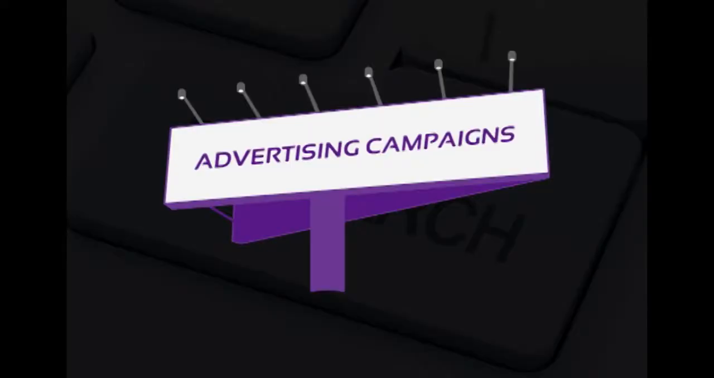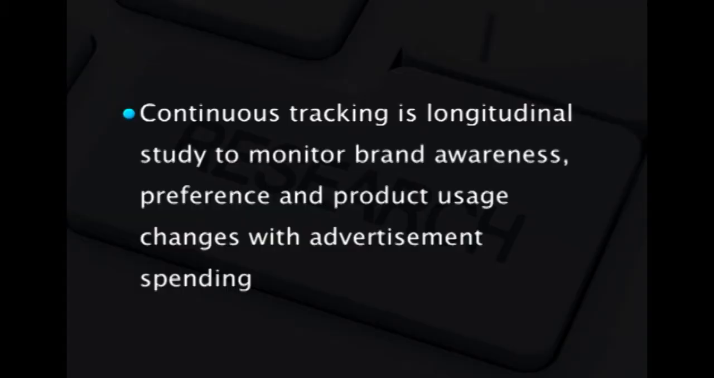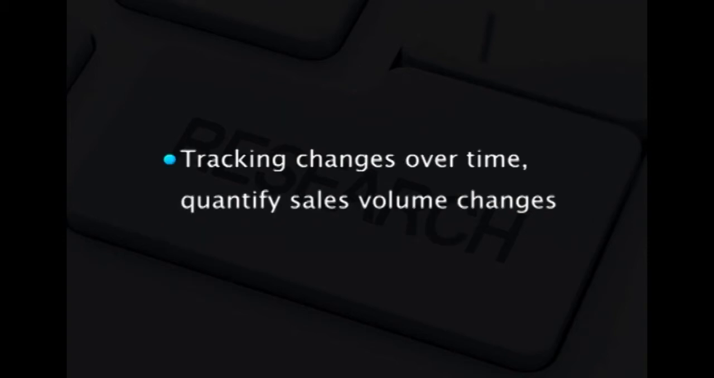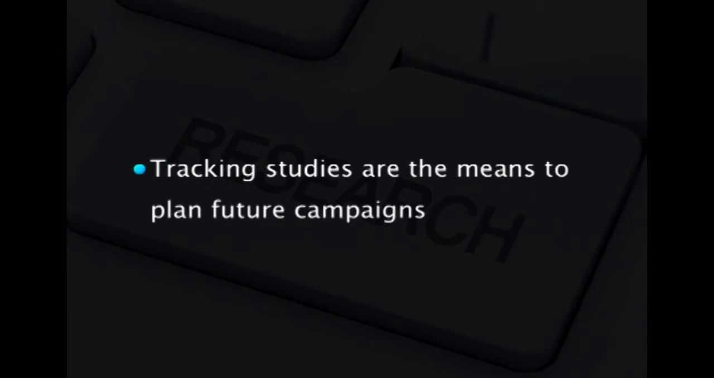Overall, advertisers use post-testing to plan future advertising campaigns, so the approaches that provide the most detailed information on the accomplishment of the campaign are most valued. Continuous tracking is a longitudinal study to monitor brand awareness, preference, and product usage changes with advertisement spending. Tracking changes over time quantify sales volume changes. Tracking studies are the means to plan future campaigns.